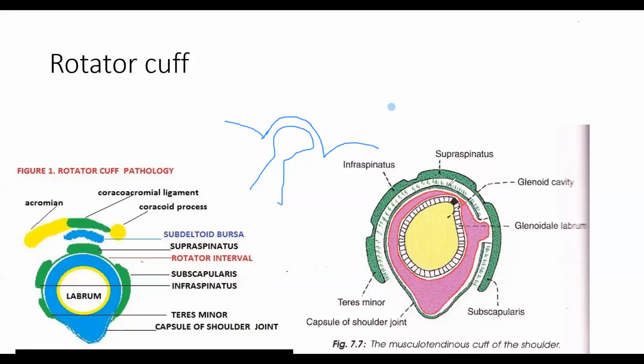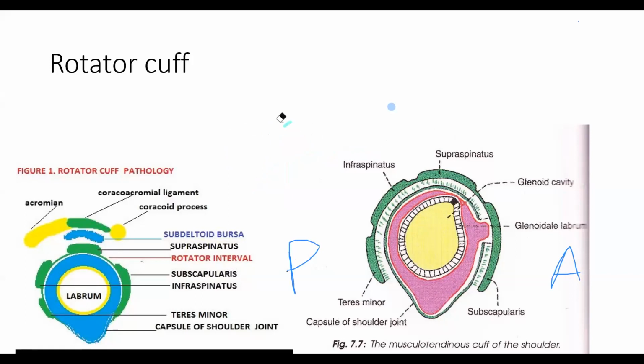So first thing, if you see this joint, this is the glenoid cavity. There is a labrum inside. Labrum is a soft tissue, like a cartilage. Now it comes from the anterior; this is the anterior part and this is the posterior part.